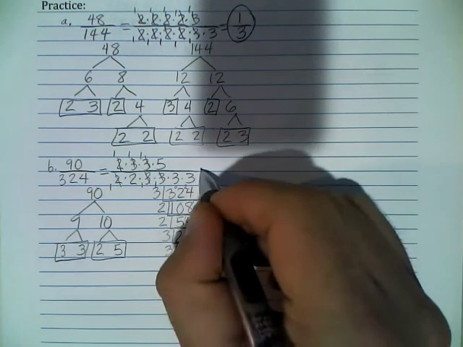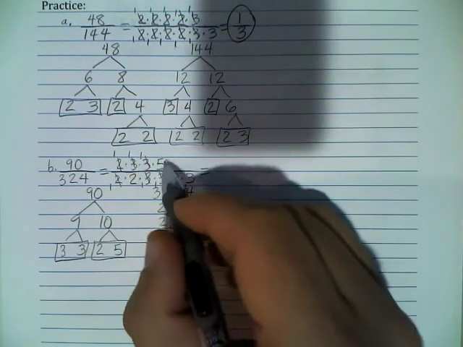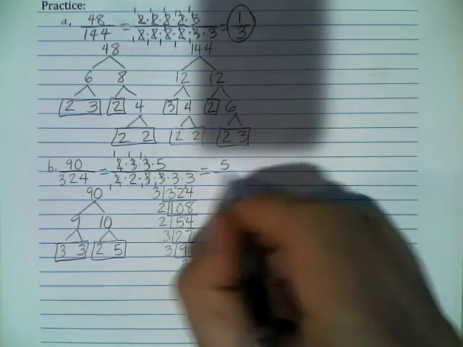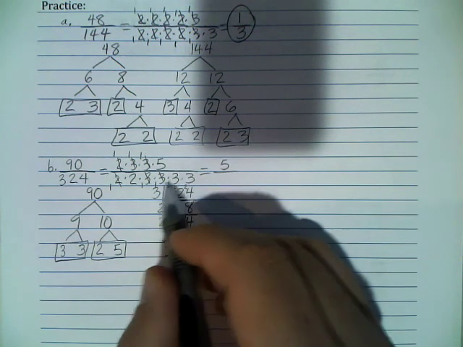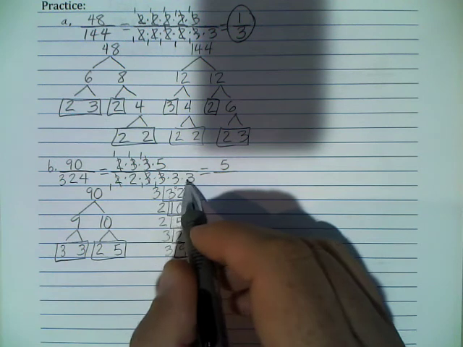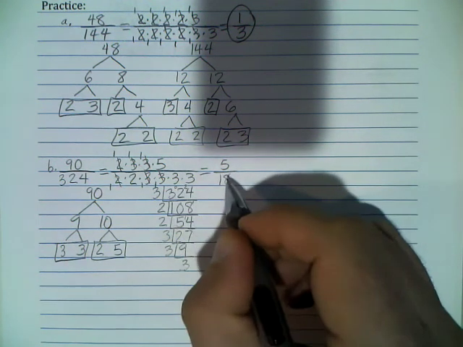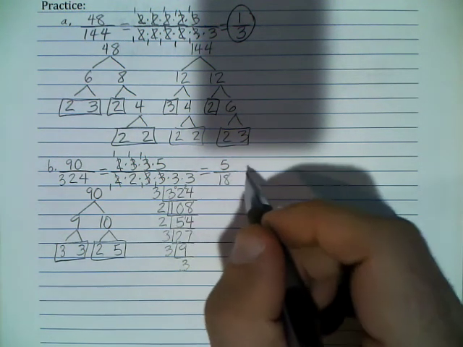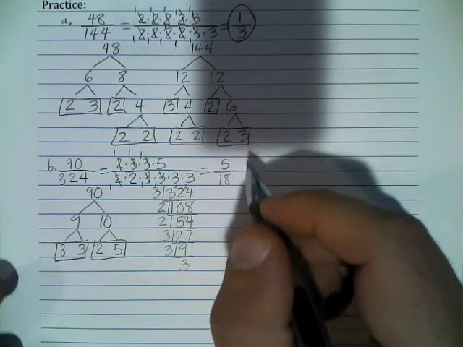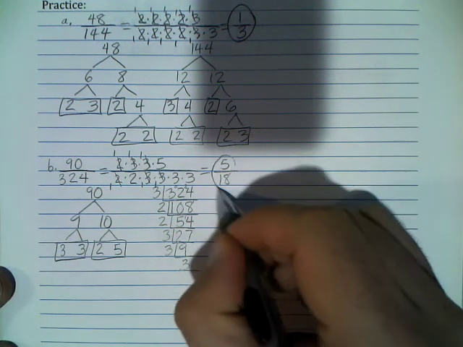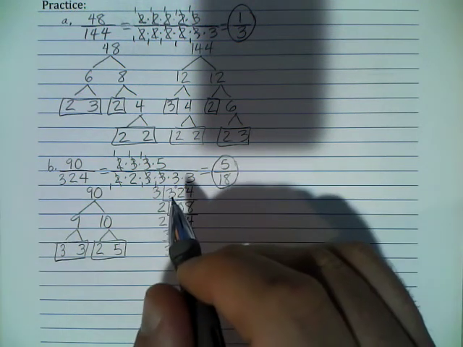So up top, 1 times 1 times 1 times 5 is 5. And on bottom, 1 times 2 is 2. Times 1 times 1 times 3 is 6. Times 3 again is 18. So there we go.